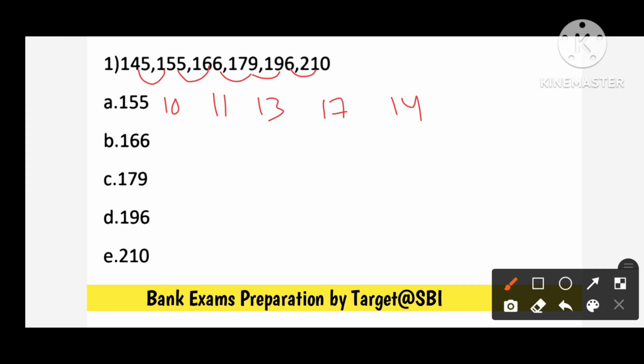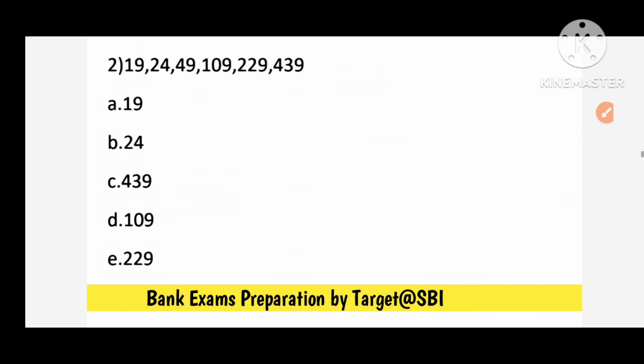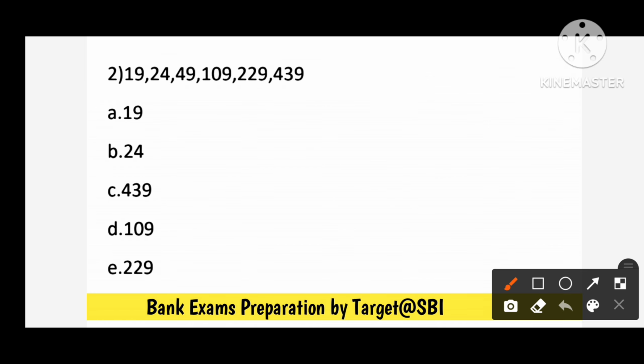So we are going to check the sum of the digits. Here we have sum of the digits 10. Here the sum of the digits becomes 11. Sum of the digits 13. Here the sum of the digits is 17. So here the sum of the digits is 16, not 14. So our answer will be the last one, 210 is the answer. So option E is our answer. Next, question number 2.